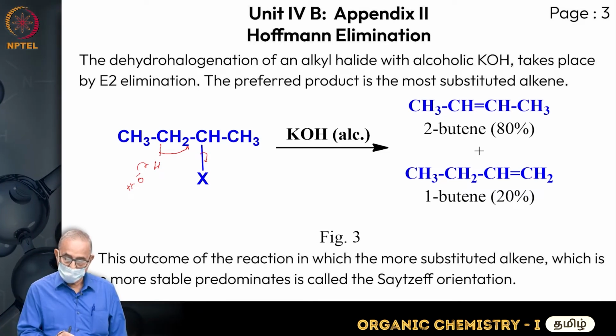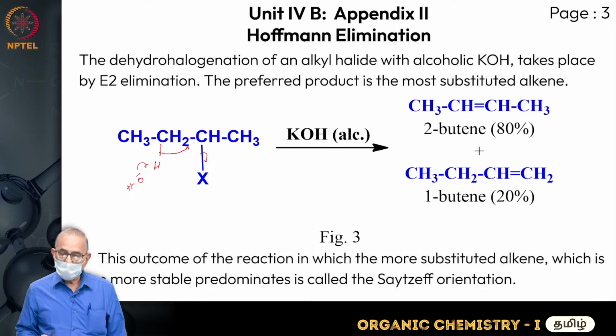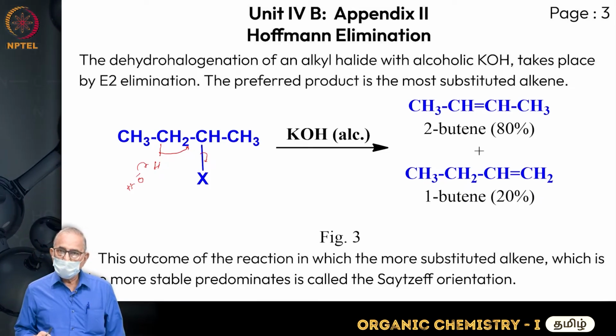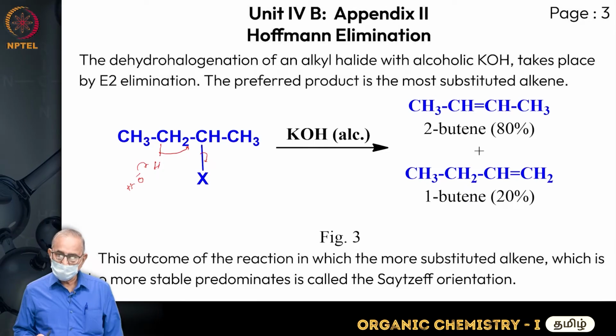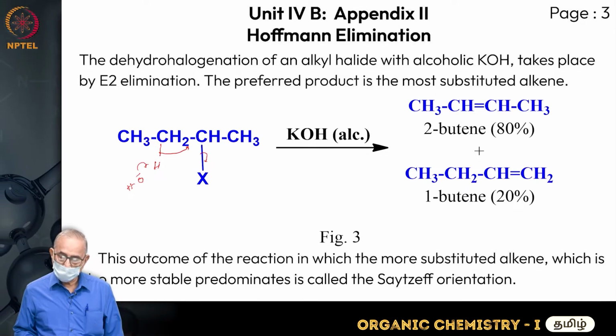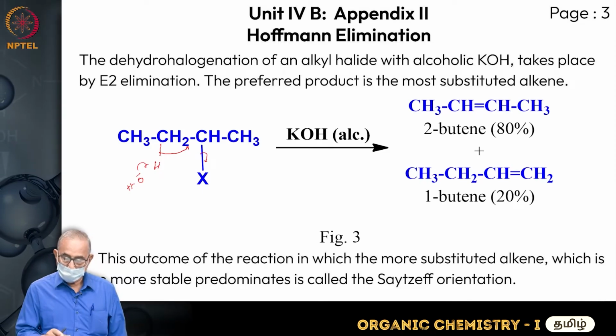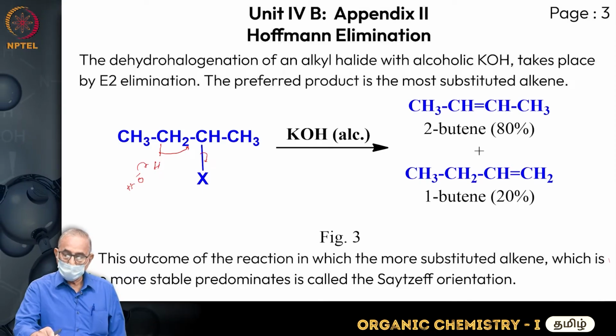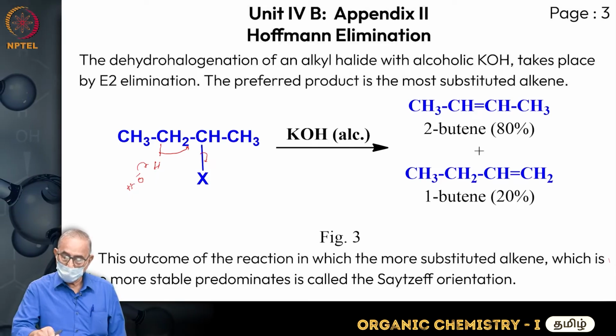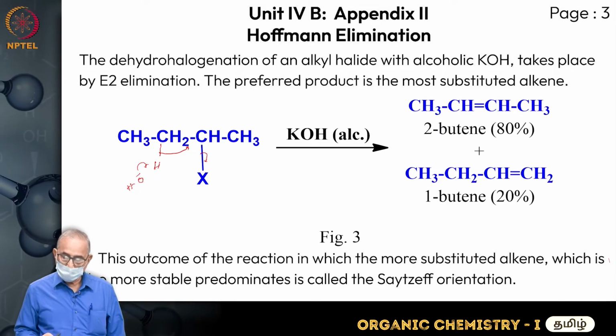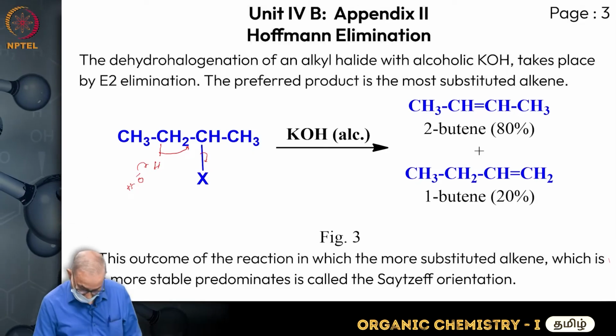This is a scientist who first discovered this dichotomy, where one olefin is formed to a greater extent than the other olefin, and that olefin is the more substituted olefin, the one that forms in greater amount. So, this particular orientation of the double bond, here the orientation is between 2 and 3, here it is between 1 and 2. This orientation is called Zaitsev orientation.